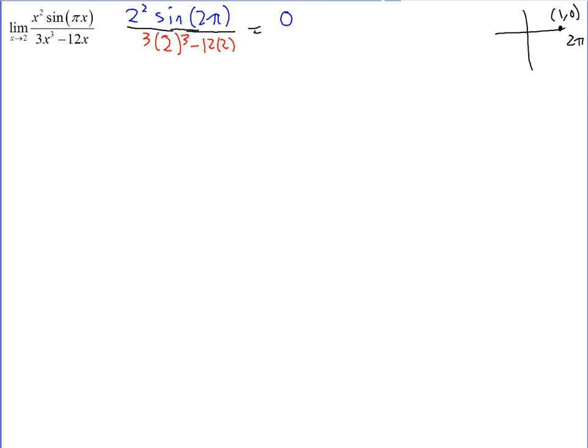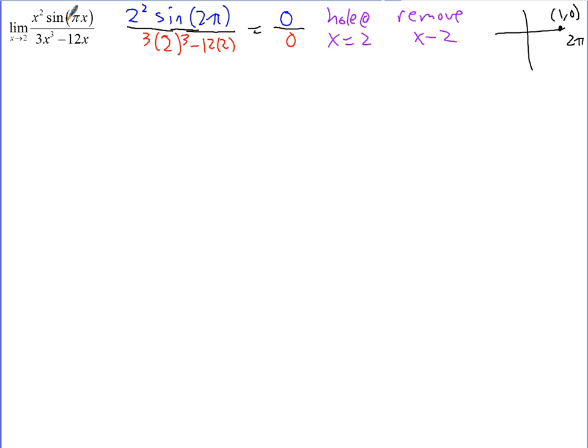And on the denominator, you can see we've got 2 cubed is 8 times 3 is 24, minus 12 times 2 is 24, 24 minus 24, also 0. So this graph does have a hole at x equals 2. But if we try to remove x minus 2, you can do that with the denominator by factoring. But look at the numerator. You're not going to be able to remove an x minus 2 when there's a trig function there, sine. There's no way we're getting x minus 2 out of that using algebra. So here's where L'Hopital's rule is necessary.